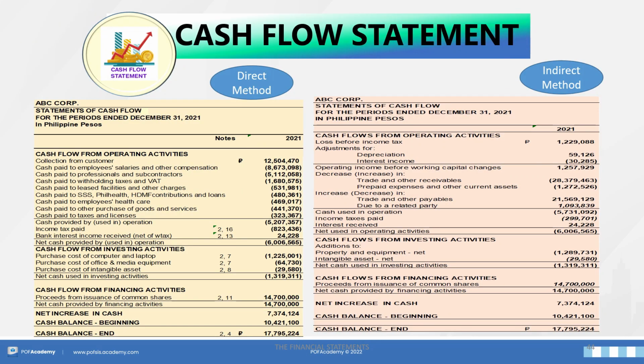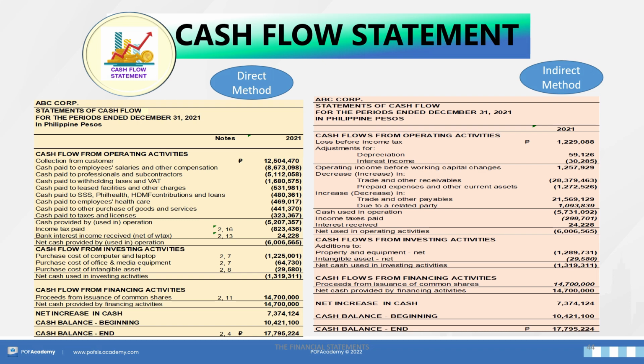In this illustration, we may choose the direct or indirect methods to show the inflow and outflow transactions of the operating, investing, and financing activities. The presentation is also the same with 4 lines heading. The first line is the name of the company, which is ABC Corp. The second line is the name or component of the financial statement, which is statement of cash flow. The third line is the reporting period, which is for the period ended December 31, 2021. The fourth line is the presentation currency, which in this example is the Philippine peso.